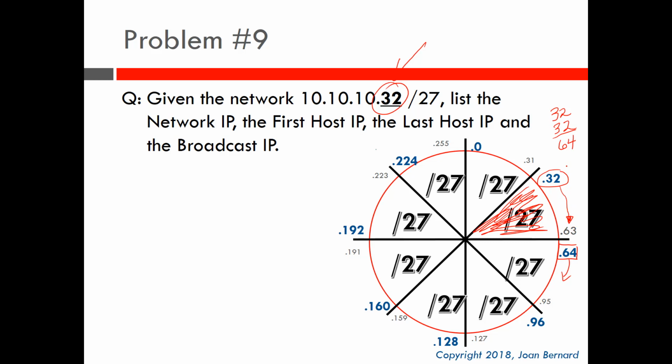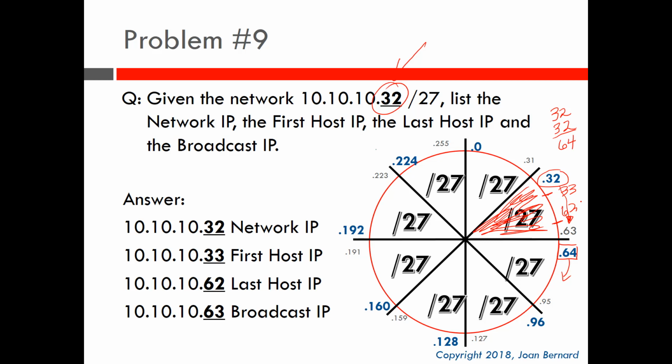Once I find my first IP, which is the network, and the very last IP, which is the broadcast, then I can find my first host and my last host. So the first host would have to be 33, and the last host would have to be 62. So once again, network is 32, first host 33, last host 62, broadcast 63. Remember, a /27 only has a total of 32 IP addresses and 30 host IP addresses after we subtract the network and the broadcast IP.